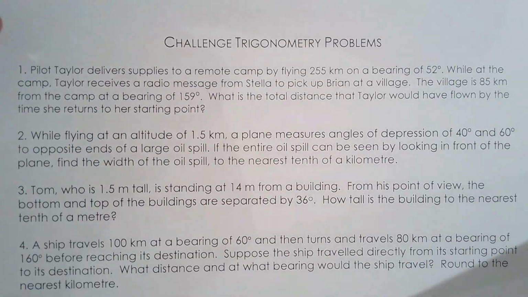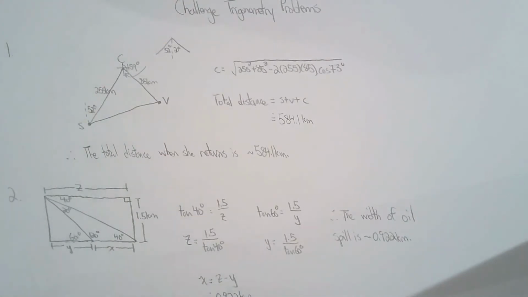In this video, we'll take up the challenge trigonometry problems. So the first question, we just have to make sure we draw the diagram correctly. She first leaves on a bearing of 52 degrees, and then from the camp, she travels on a bearing of 159 degrees. So using the fact that these angles are alternate angles, the interior angle at C is 73 degrees because it's 52 plus 21.